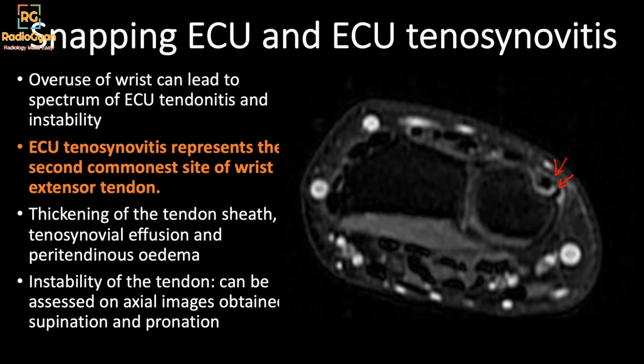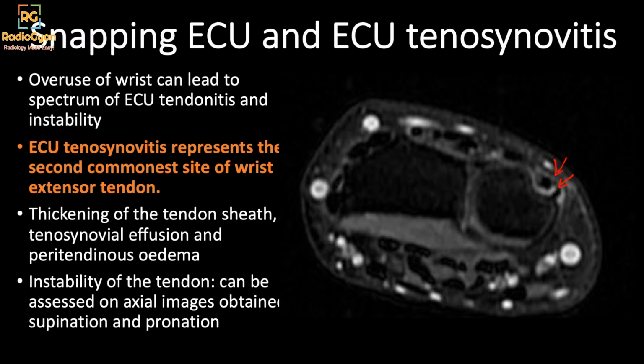An important thing to remember is that this tendon can normally have a small amount of high signal on water sensitive sequences. So it is important to remember that a small amount of signal may not be pathologic. There need to be other signs as well. So what is snapping ECU?